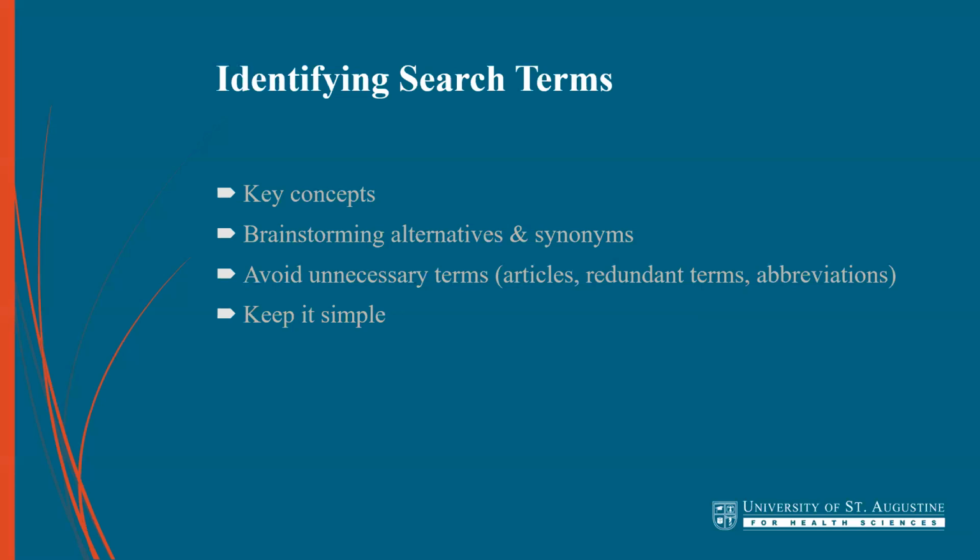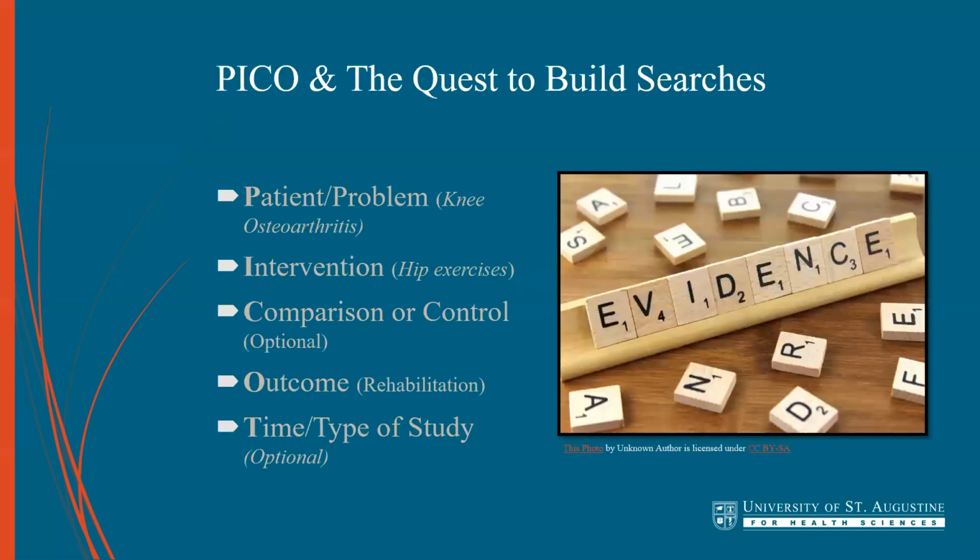The search engines' algorithms are fantastic, so they may lead you to articles that are relevant to your search terms. But if it turns out that those articles are using similar or alternate terms, then you may want to adopt some of those terms to do searches, and I'll show you what I'm talking about for that later. Again, avoid unnecessary terms, redundant terminology, abbreviations, articles, things like that.